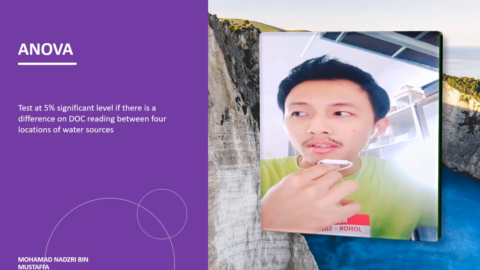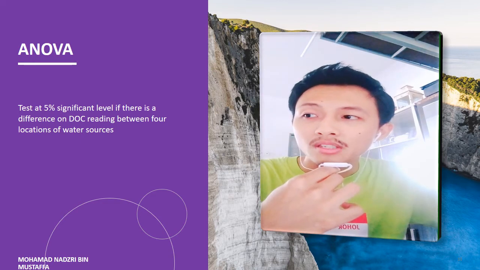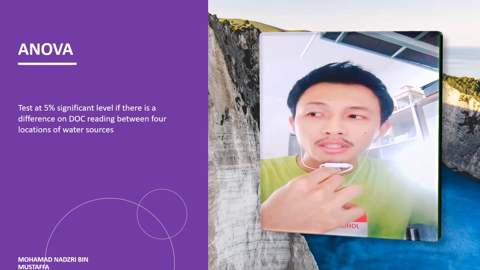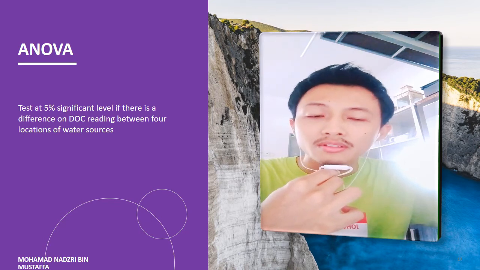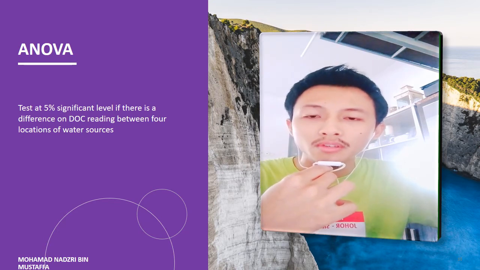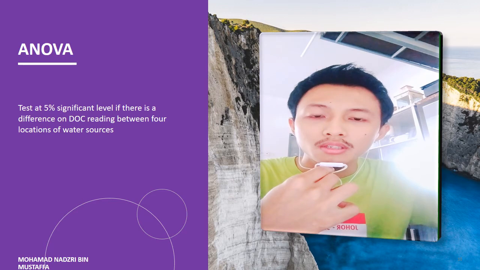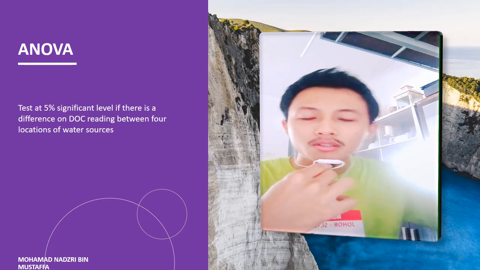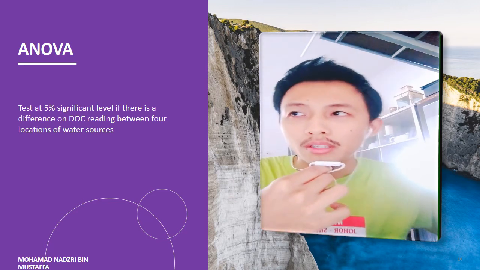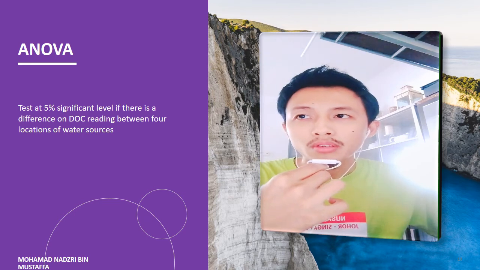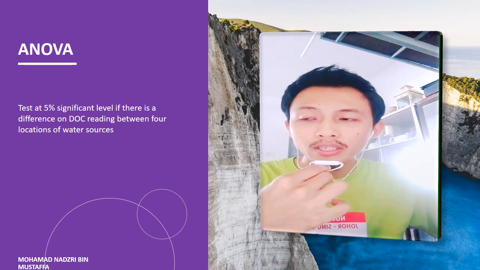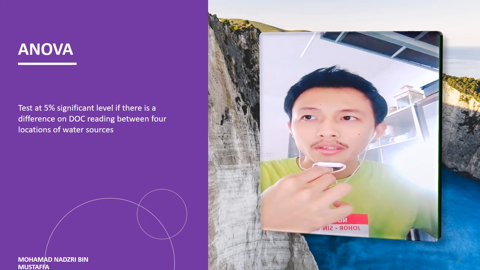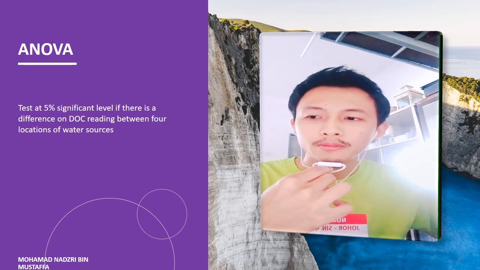The next slide is a test at 5% significance level to see if there is a difference in DOC readings between 4 location water sources. This is the DOC readings. Okay, as you can see, the DOC readings between locations of water resource are already tabulated, in the DOC readings for location 1, 2, 3, and 4.